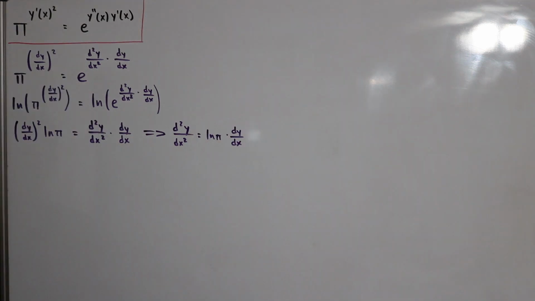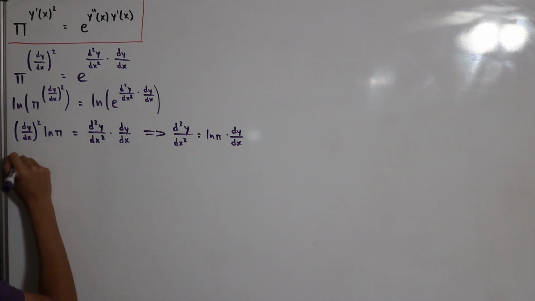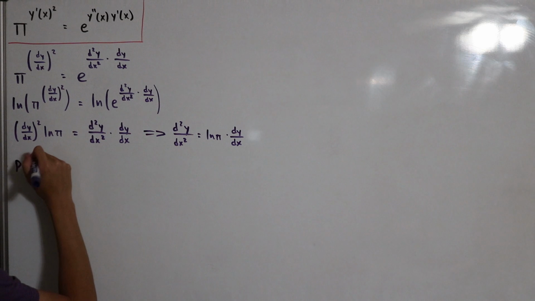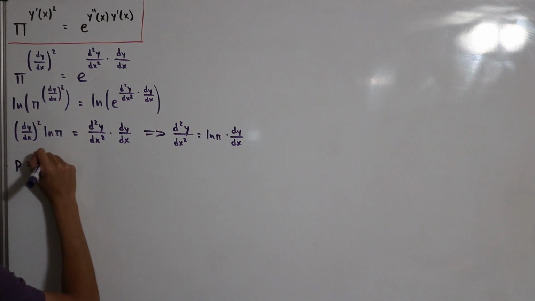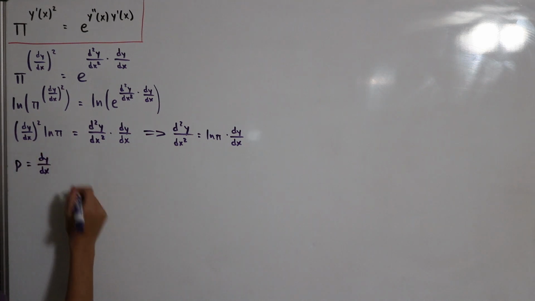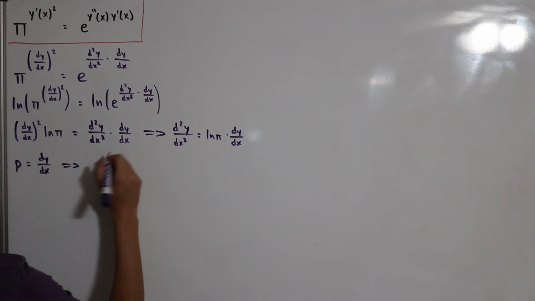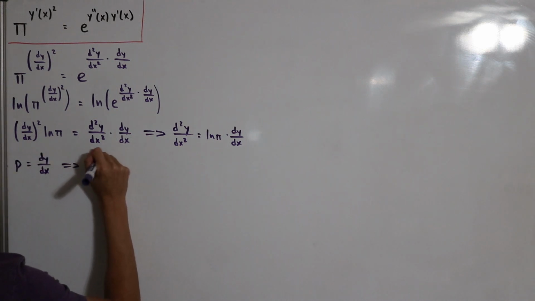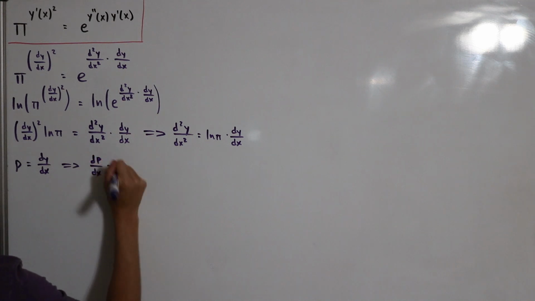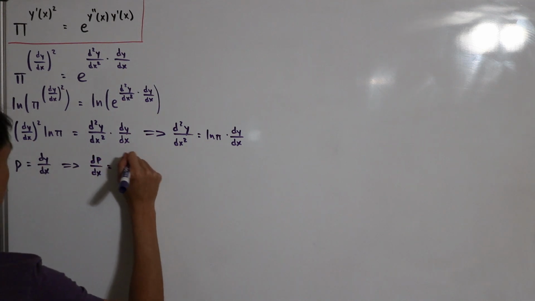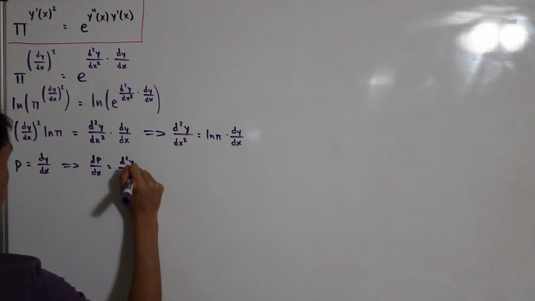Okay, so now the next step, I'll actually perform a substitution. So I'll call p, and I'll define that as dy dx. Okay, so now next I'll actually differentiate both sides with respect to x. So then I'll have dp dx, and this is the second derivative, so this will be d squared y divided by dx squared.